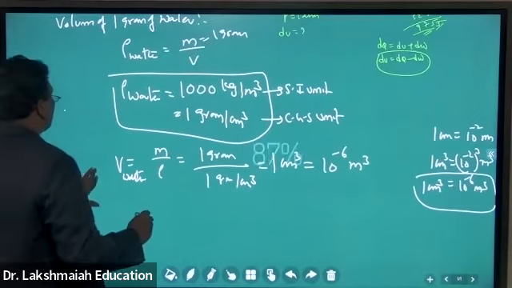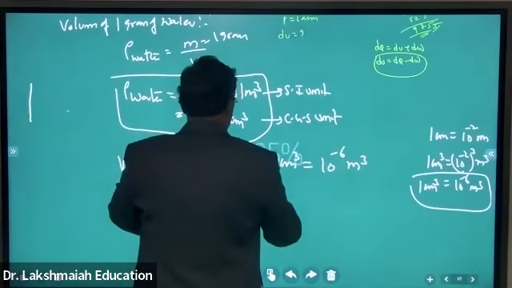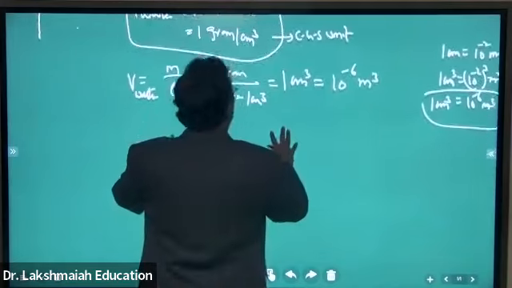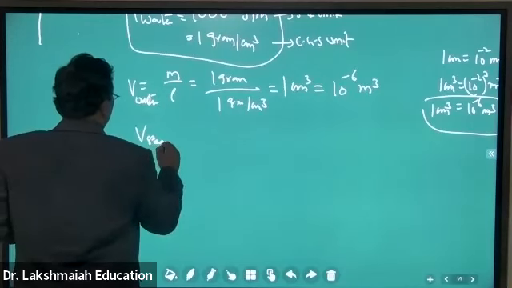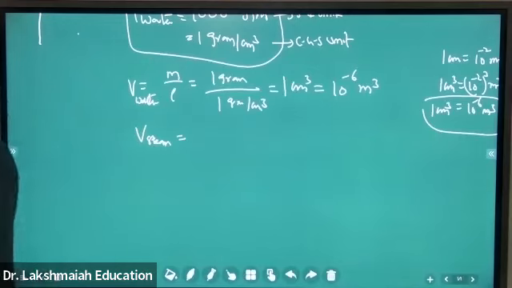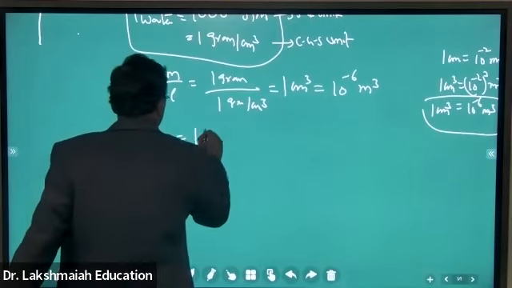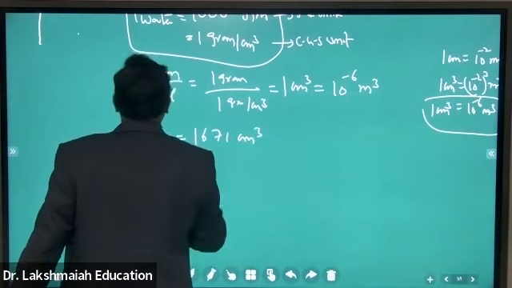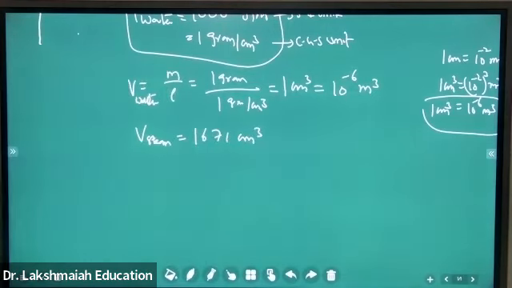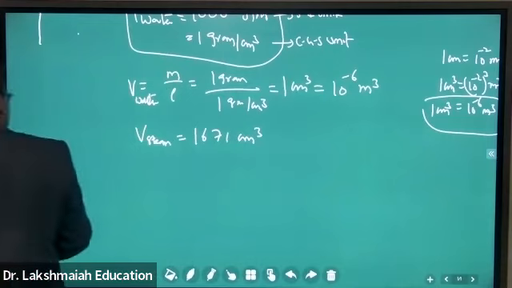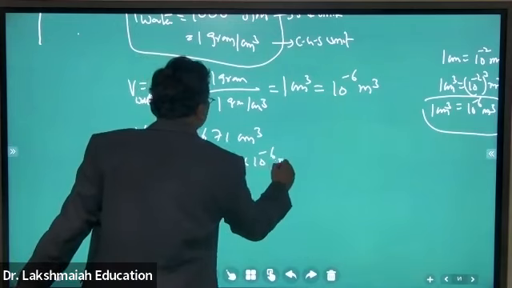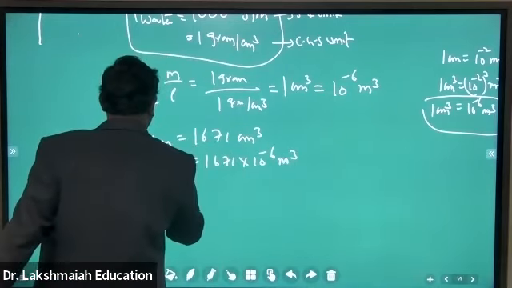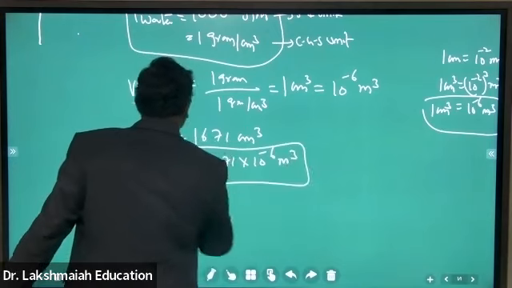Okay, volume of the steam they have given. How much have they given? The volume of the steam is 1671 centimeter cube. That you can also convert into meter cube, which is equal to 1671 into 10 power minus 6 meter cube. This is the volume of the steam.